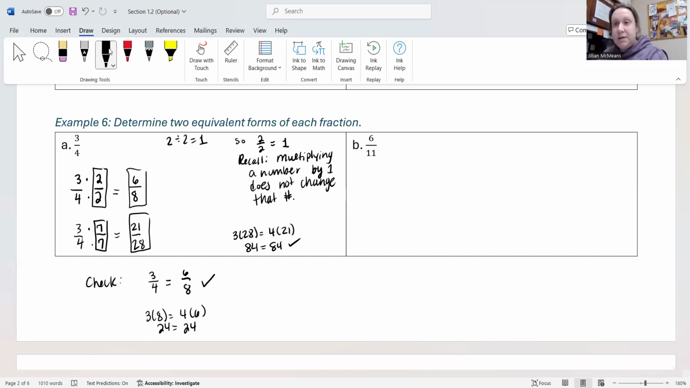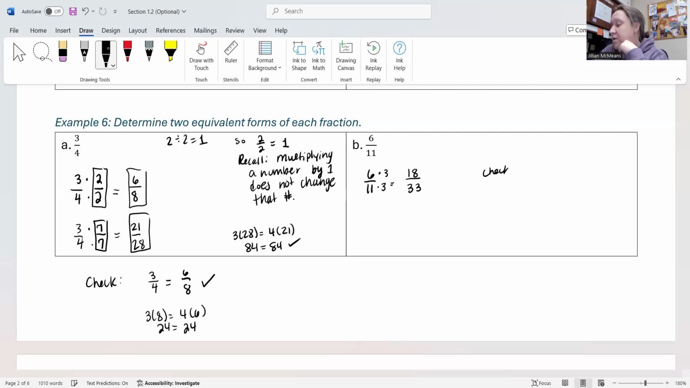Okay, let's do the same thing for 6/11. So I take 6/11 and we can multiply it by any natural number. If I was in the classroom, I'd say, let's think of a natural number, and people would shout it out. But let's say we multiply top and bottom by 3. 6 times 3 is 18. 11 times 3 is 33.